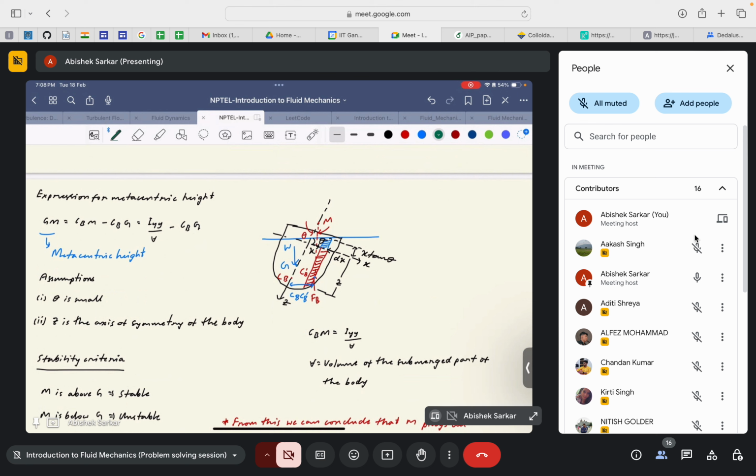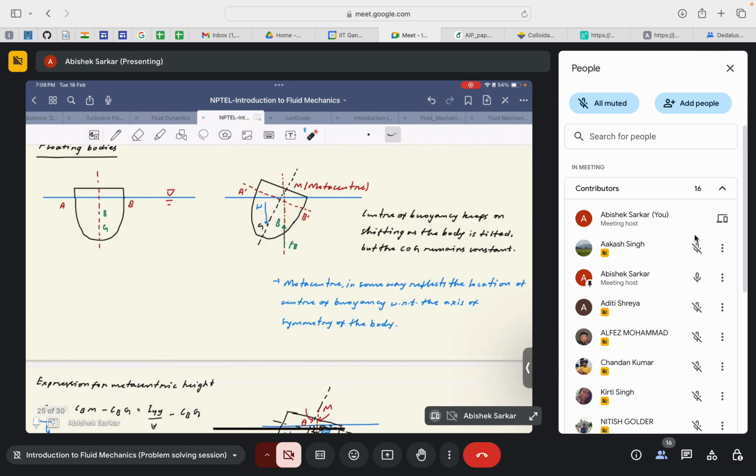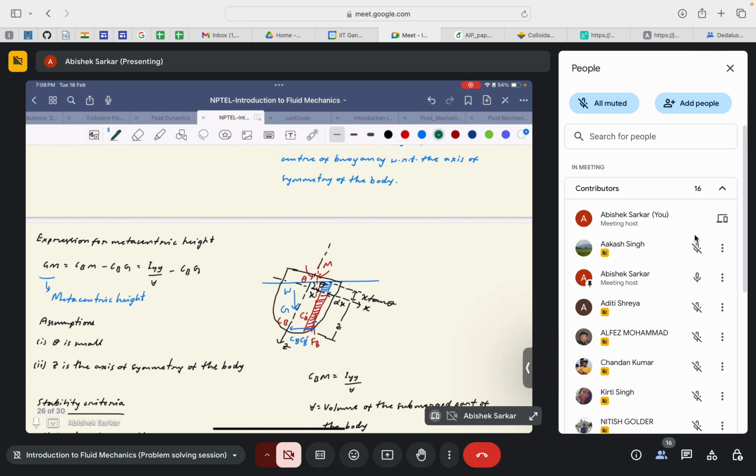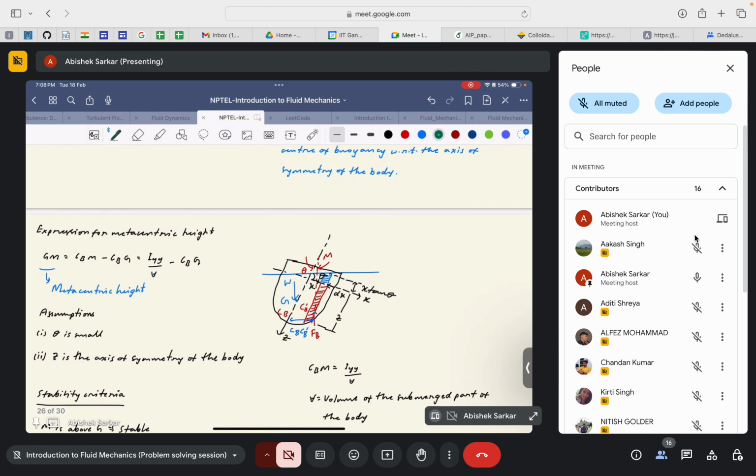So the metacentric height GM, that is this particular distance, is equal to CB times M minus CB times G, where, I think I misplaced the location of the center of buoyancy, so this would be G and this would be B. Here CBM, the distance between the center of buoyancy and the metacenter, is given by IYY divided by V, where IYY is the moment of inertia of the body with respect to the y-axis, minus CB times G. Okay, because this is something that changes with the volume of the body that is being displaced. That's why you need to evaluate it.